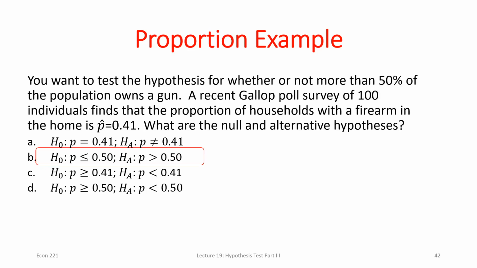Apparently I have my animations turned off here, so we already kind of know what the null and alternative are going to be. But let's talk through it. You want to test the hypothesis for whether or not more than 50% of the population owns guns. That's what you are testing for, that's your alternative hypothesis, that the population proportion is greater than 0.5. You assume the opposite is true, that it's less than or equal to 0.5. So you've got a right-tailed test.